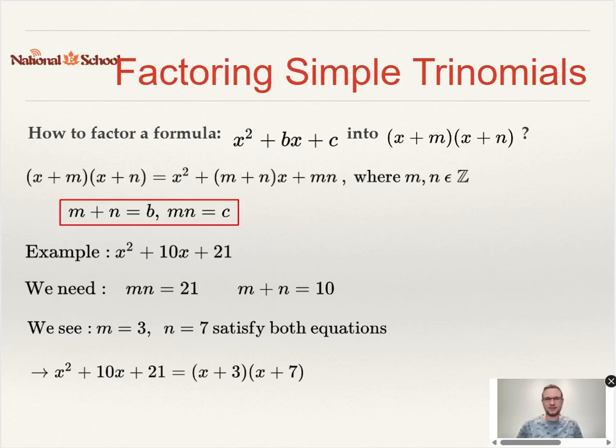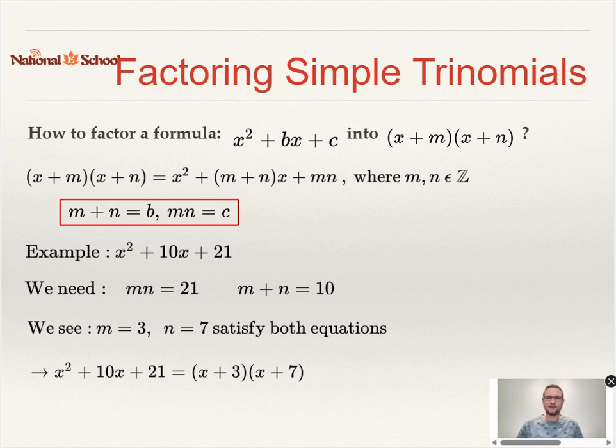On from basic algebra, and we're now going to look at factoring, something a little more interesting. And this slide is about factoring simple trinomials. So a simple trinomial is going to be ax squared plus bx plus c, where a is equal to 1. So the leading coefficient is just 1. You just have an x squared term. And we want to know how to factor that.